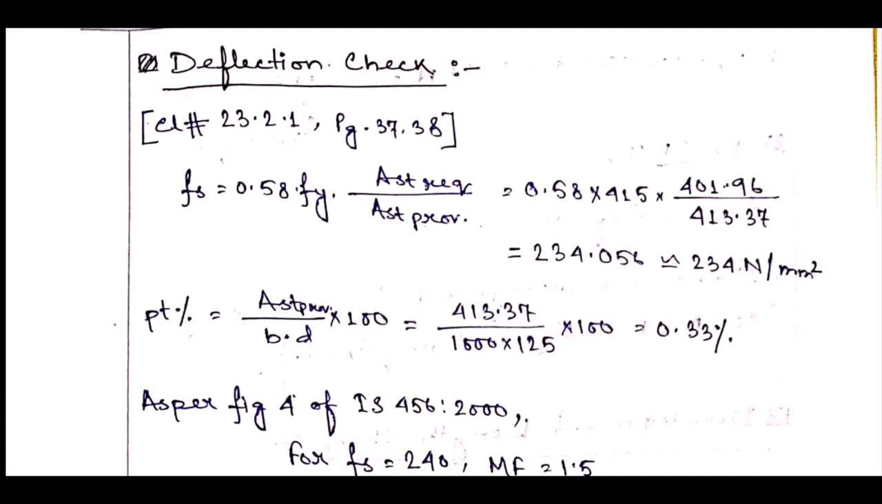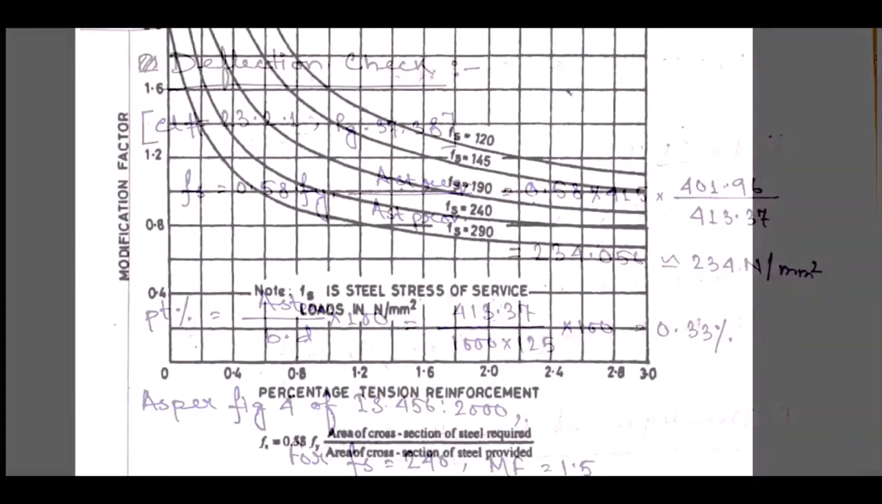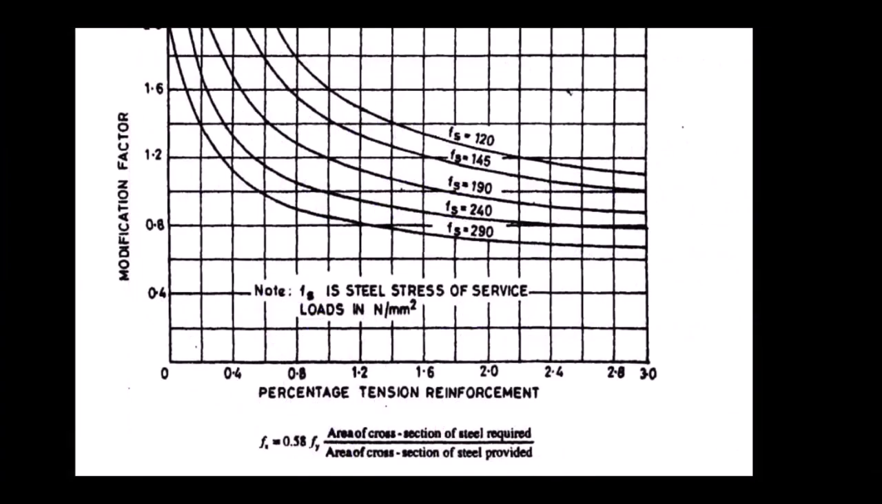We know that to find the modification factor from figure 4 of IS 456 2000, we have to know two values, that is the Fs value and the percentage of steel. From these two values we have to find the value of the modification factor. So let's go to figure 4. You can see on your screen figure 4 of IS 456 2000.